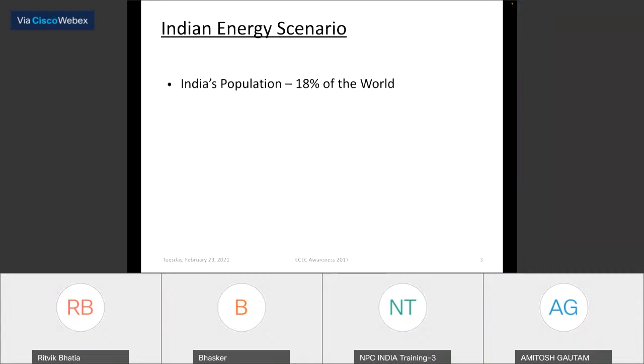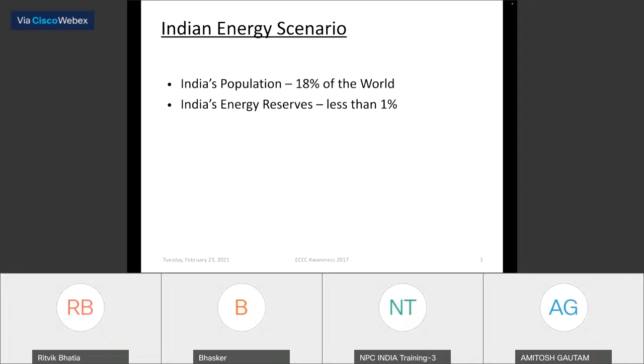India's population is 18% of the world population. There are about 750 crores of people living in this world, and we are about 18% of the population. And India's energy reserve is only 1% of the total world reserve. Most of the reserves are in the Arabian countries, coal reserves are in Indonesia, Australia and elsewhere, and gas is with Russia.